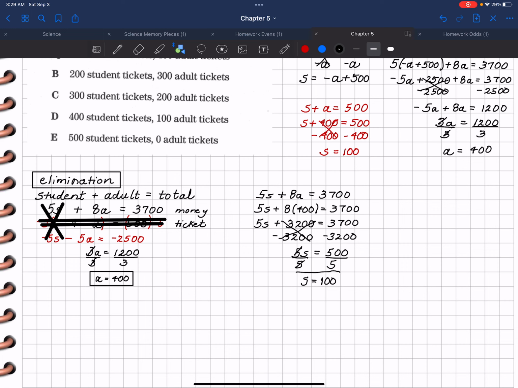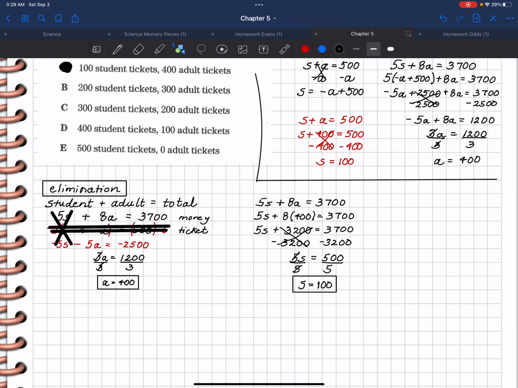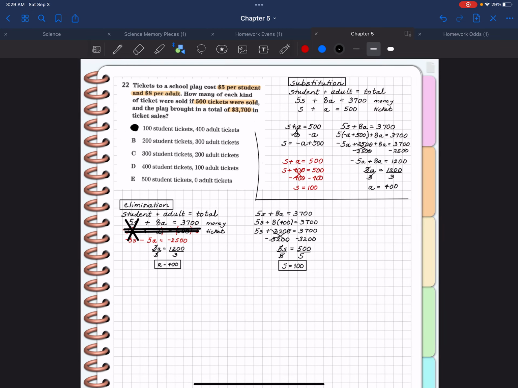So on a test, you choose the method that you want to use. You can use elimination, like I did here on the bottom, or you can use substitution, like I did up here on the top. But either way, you will get your answers.